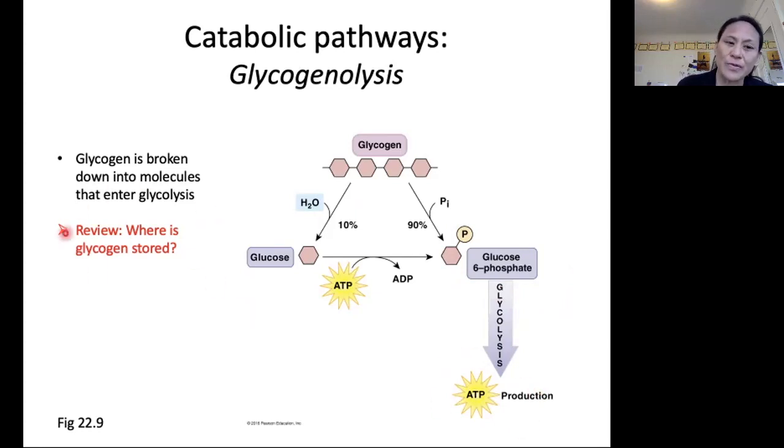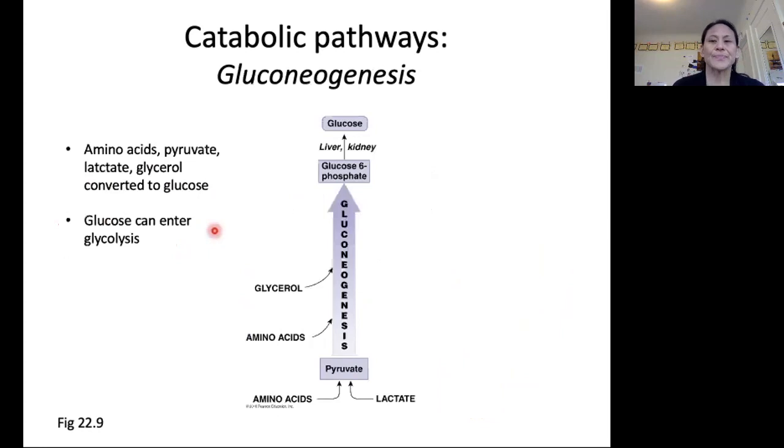Quick question, see if you can remember where in the body glycogen is stored. Okay, so hopefully you remember glycogen is stored in the liver and in the muscle. Those are the main places. Okay, third and last main catabolic pathway that I want to introduce you to is a pathway called gluconeogenesis.